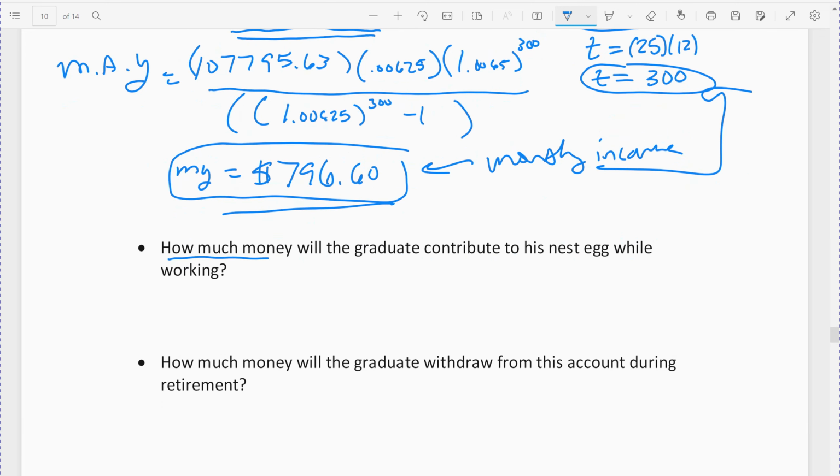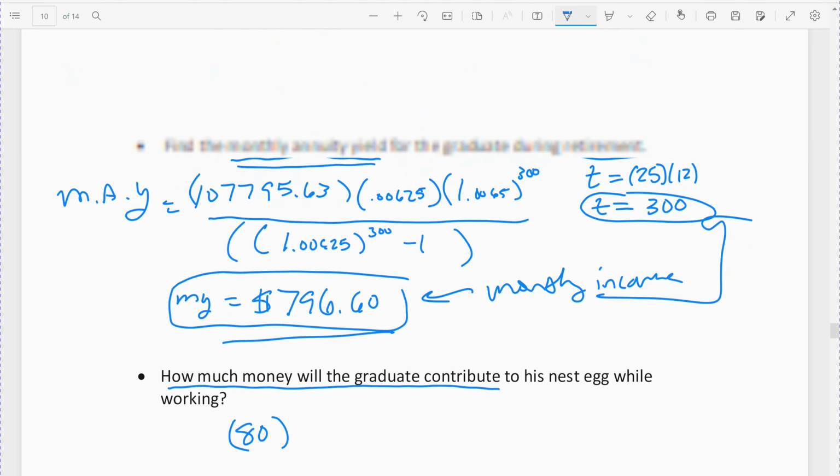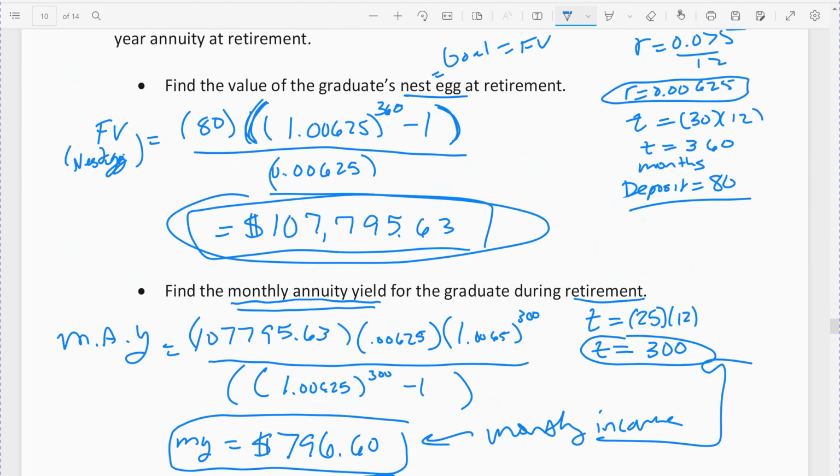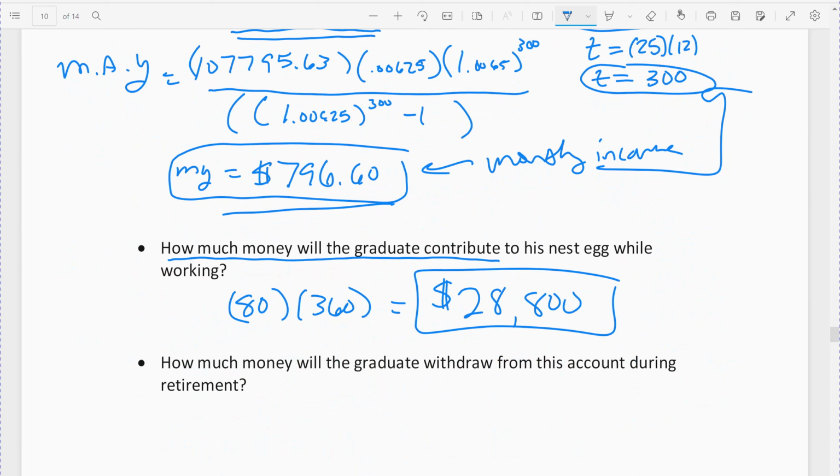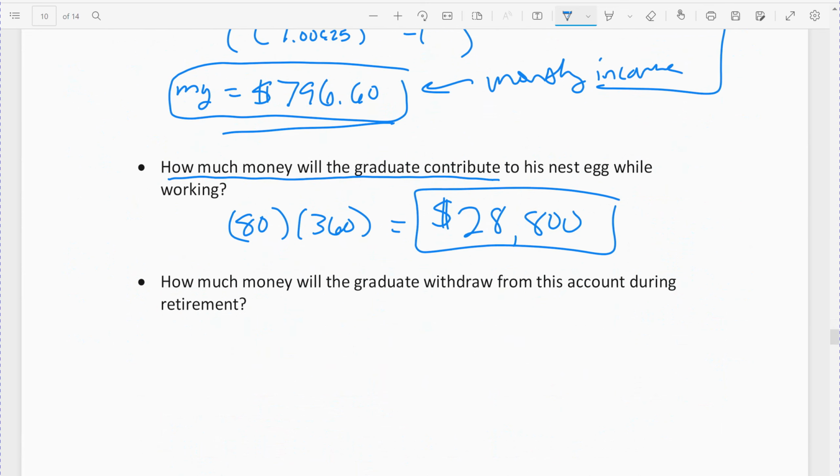All right, how much money will the graduate contribute? So now we're going to figure out the interest. How much money did they actually invest over the period of time? So again, they put in $80, 360 times. So they invested $28,800. So that's actual out-of-pocket money over the 30-year period of time. They saved, by putting $80 a month into an account, they saved $28,800.